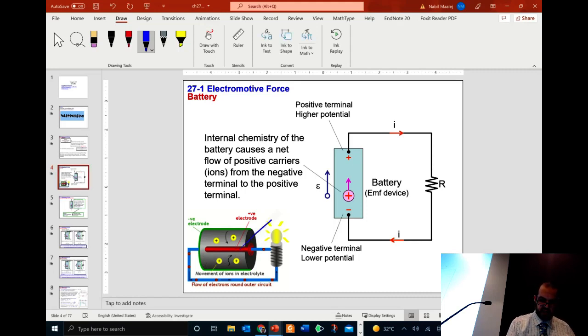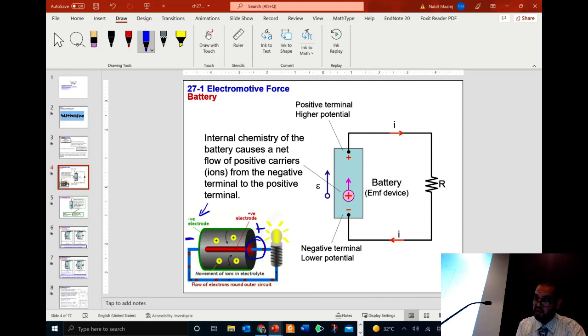So this is the positive electrode of a battery. Think about it as an alkaline battery. And this is a negative electrode. And you have a solution inside. This solution has a property that there is ionic flow from the cathode to the anode. So there are positive ions flowing in this battery, and this flow of positive ions causes a positive terminal on one side, and a negative terminal on the other side.